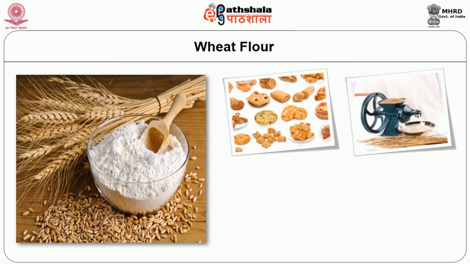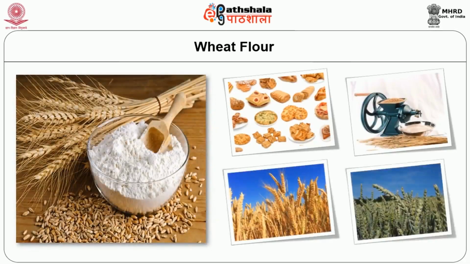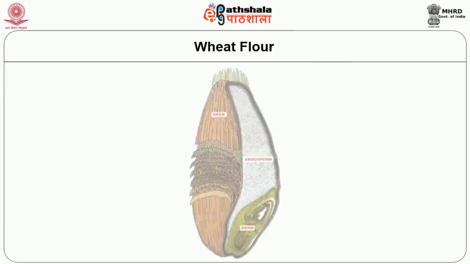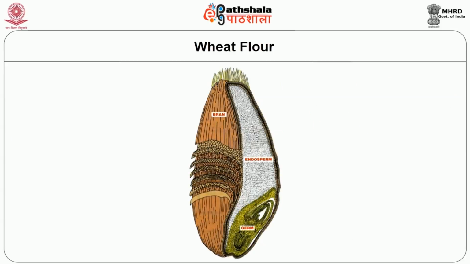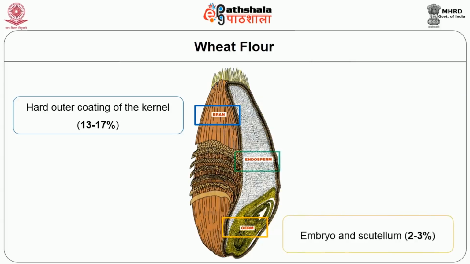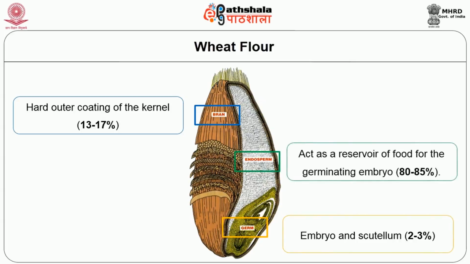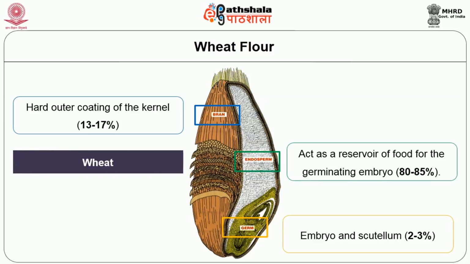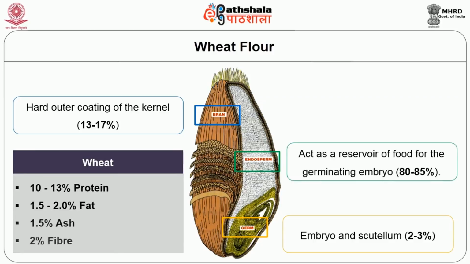This crop belongs to the genus Triticum of the grass family Gramineae. The wheat kernel is composed of three parts: the outer bran layer, which forms the hard outer coating of the kernel; the smaller germ portion that includes the embryo and scutellum; and the starchy endosperm that acts as a reservoir of food for the germinating embryo. Wheat contains 10 to 13% protein, 1.5 to 2% fat, ash and fiber.